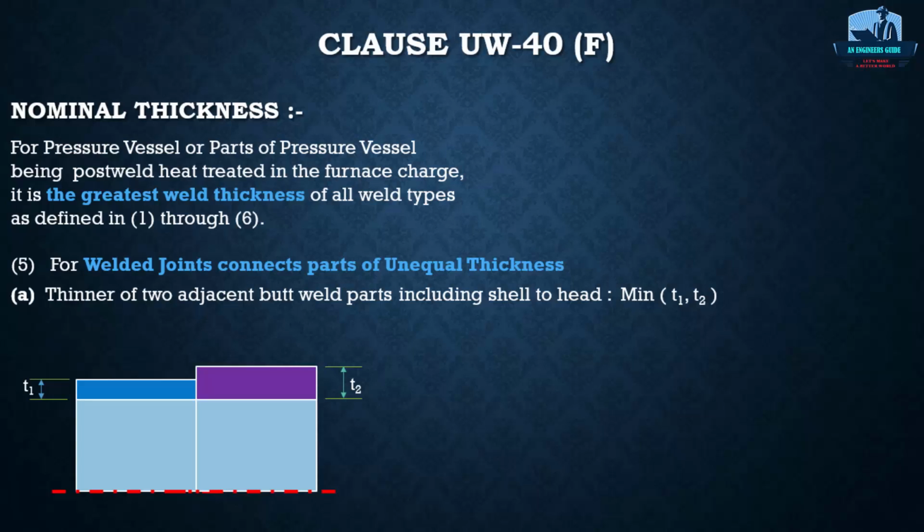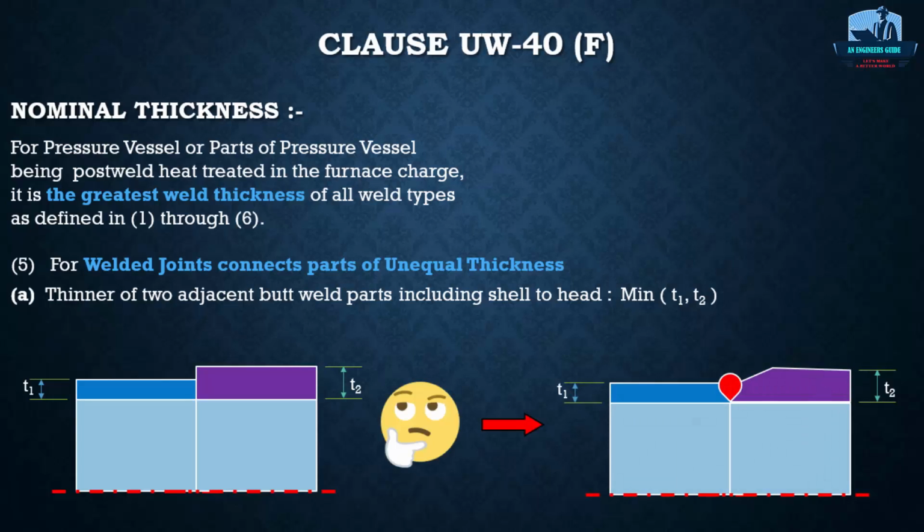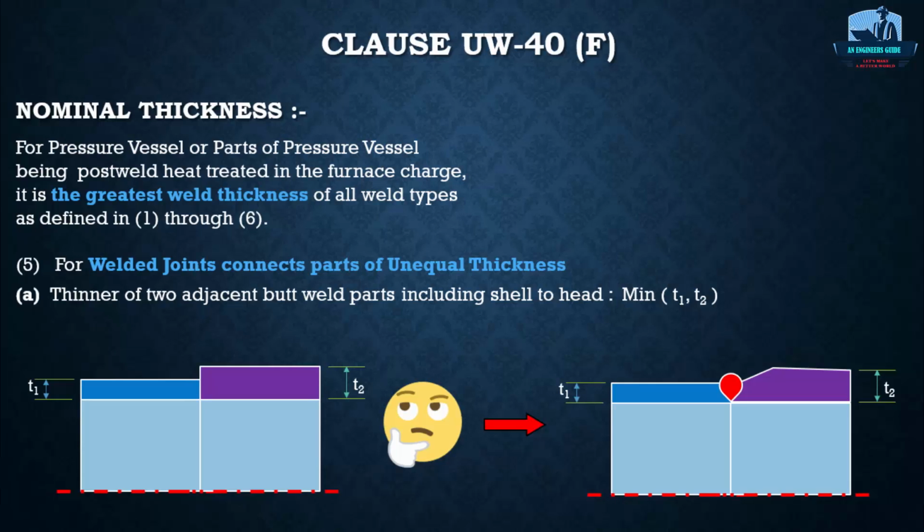But why is it so? From this figure, you may have understood why we are considering T1 as the nominal thickness. While joining the thinner shell with a thicker shell, we generally provide a taper transition in the thicker shell. So at the weld junction, the final thickness of the weld will be equal to the thickness of the thinner shell. That's why here our nominal thickness will be equal to T1. This is all about point number 5a.